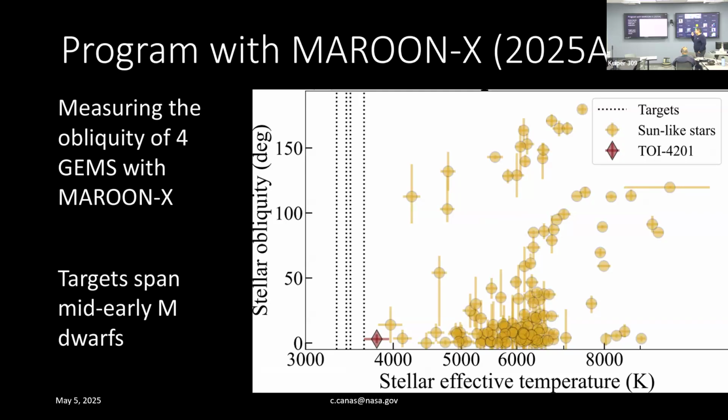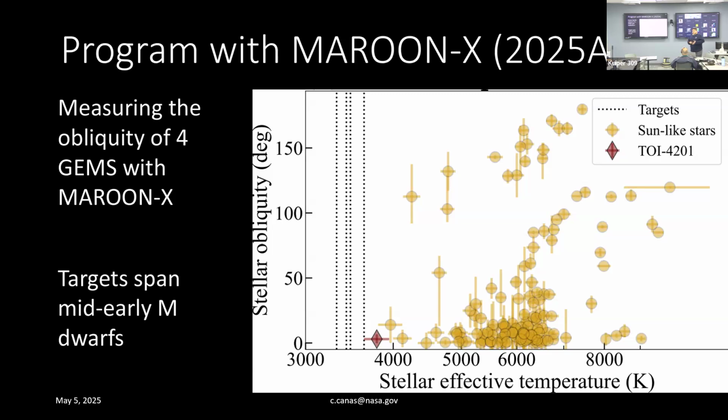And so we do have a program with MAROON-X in 2025A, where we're measuring the obliquity of 4 GEMS that span mid-M dwarfs to early M dwarfs. Again, here I'm highlighting all the obliquity measurements that we know to date for FGK dwarfs that are just clustered as sun-like stars, yellow in this image. And I'm highlighting the one measurement that we have from an M-dwarf, so that's TOI-4201, that's Gan et al. 2024. We really want to expand this down to lower mass stars and, out of the 30 samples, we ideally want to have more, just to say, are they all well aligned? In which case it would be more similar to the warm Jupiters, or is there something similar to what we see with hotter stars, where some are polar, some are aligned? It's difficult to know what to expect right now, again, given that we only have one sample.